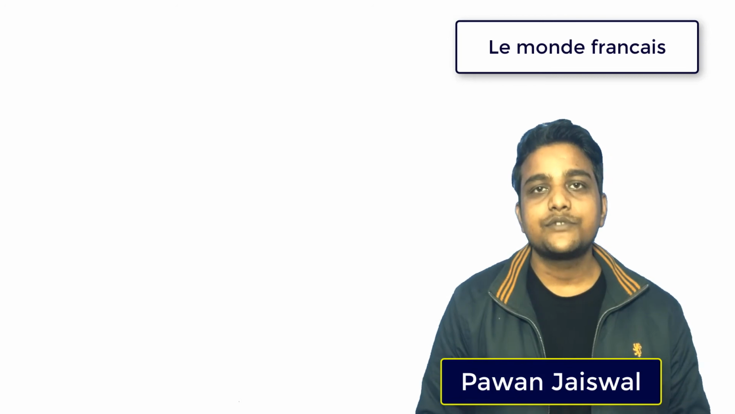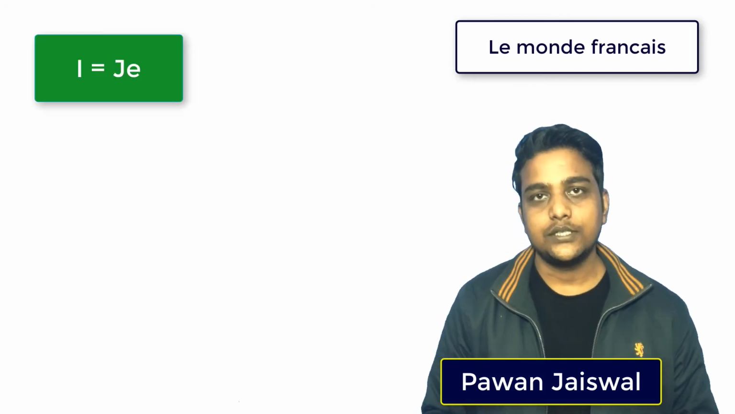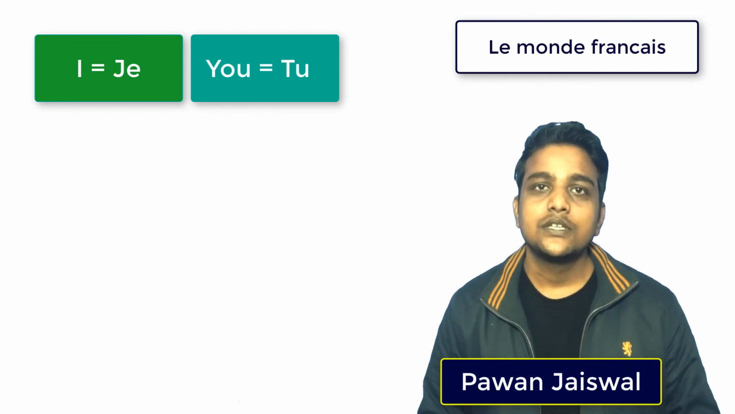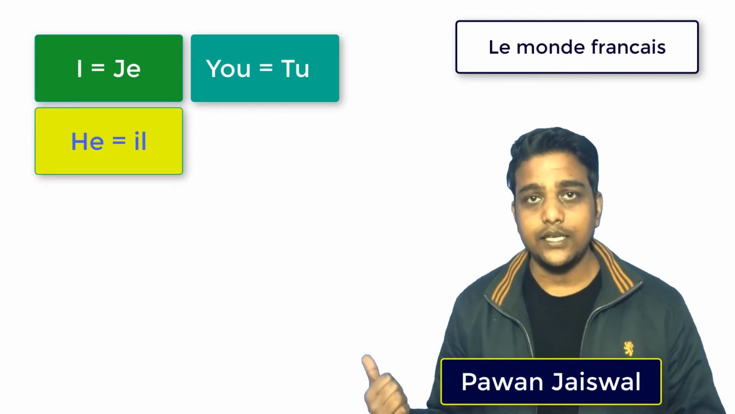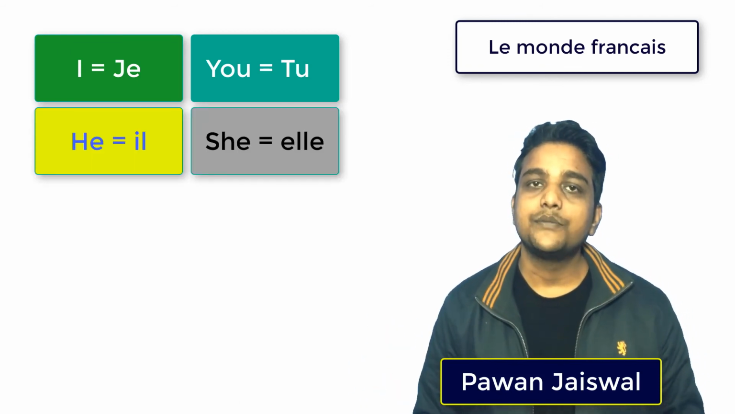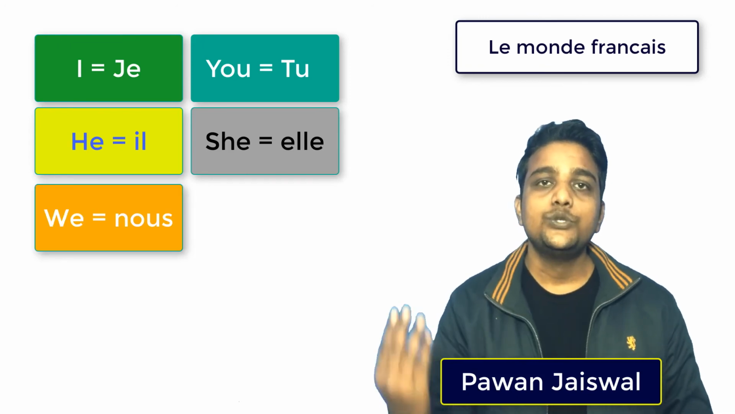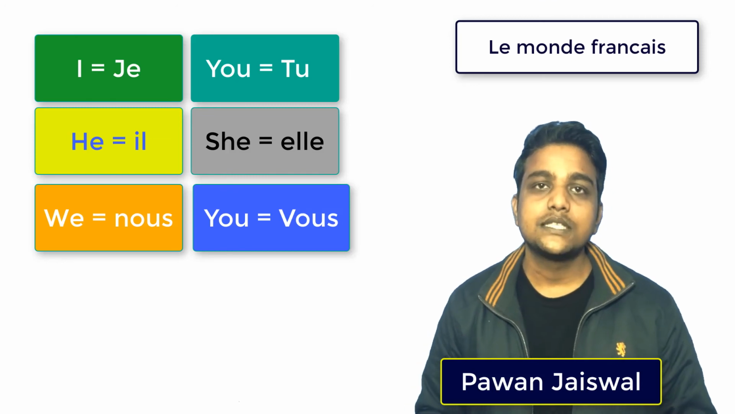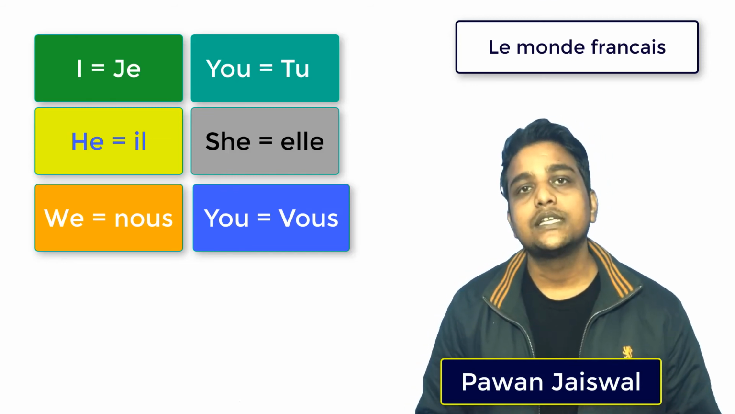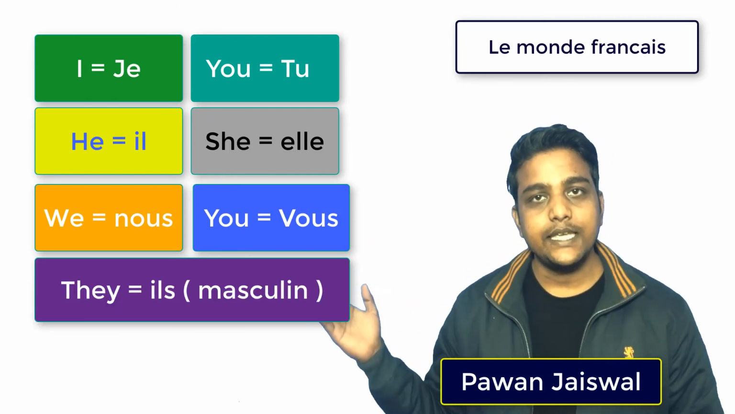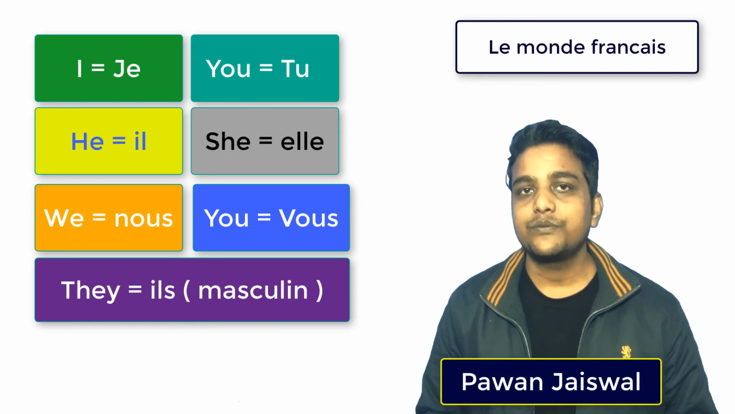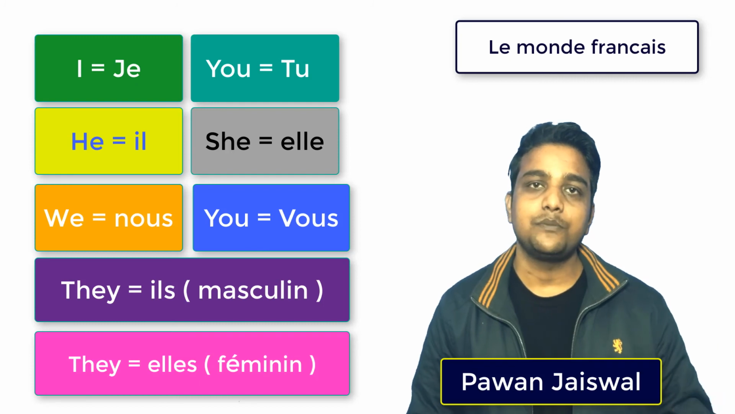You can repeat after me once more. Je means I. Tu means you. Il means he. Elle means she. Nous means we. Vous means you, especially the formal one. Ils means they, especially male or masculine I'm talking about. And the last one is elles for the feminine plural.